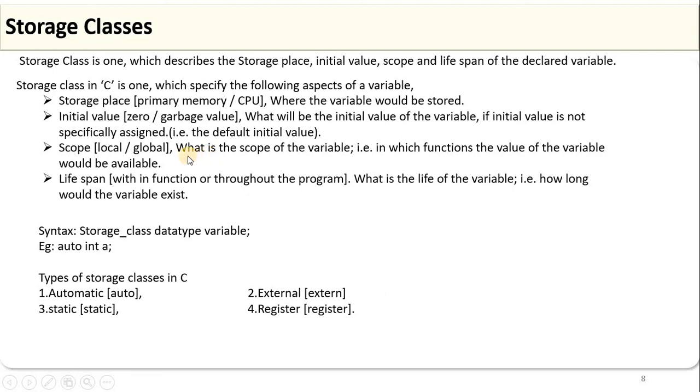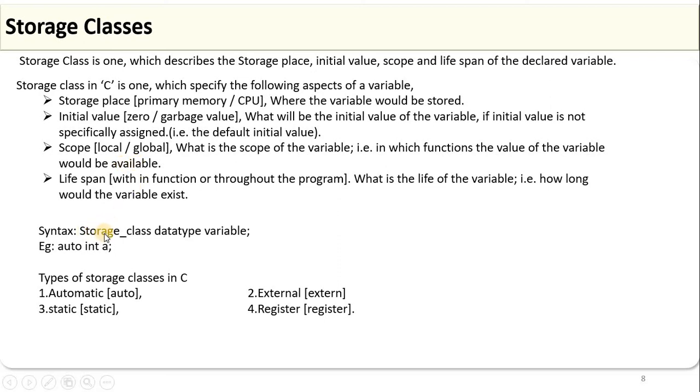It will say, if I declare a variable inside a function, whether that is available only for that local function or it is available for the outside also, that is globally. That scope is mentioned through the storage class. Then lifespan, that is how long the variable would exist, either throughout the function or throughout the program, right? These 4 parameters will differ in each of the storage classes.